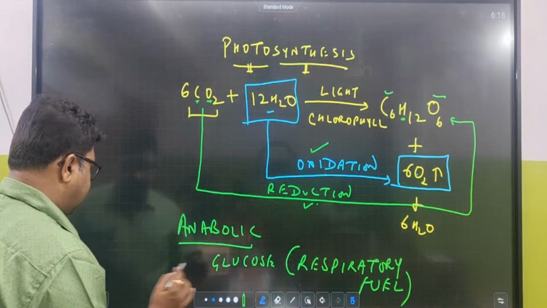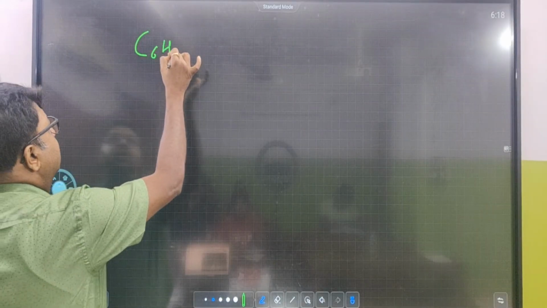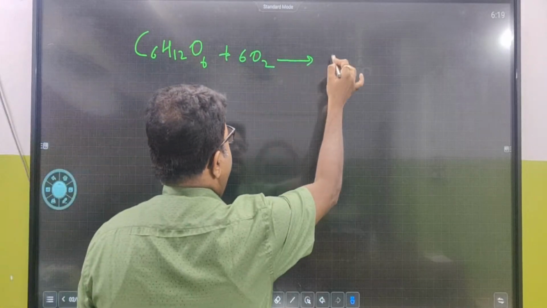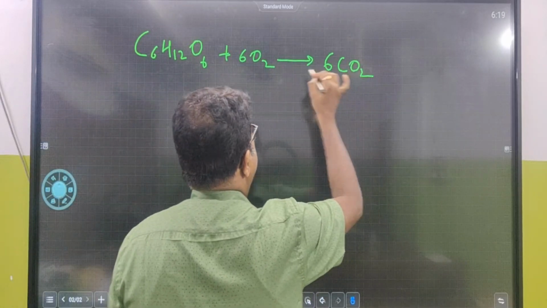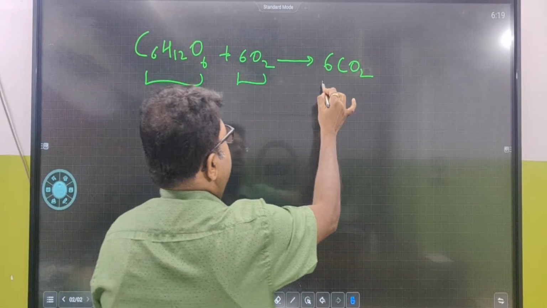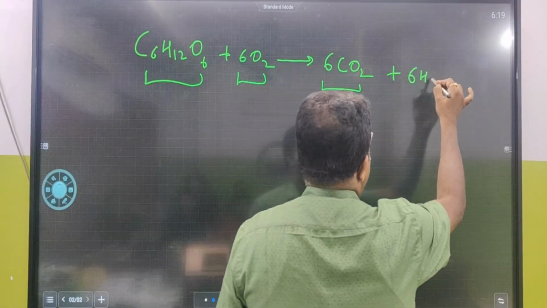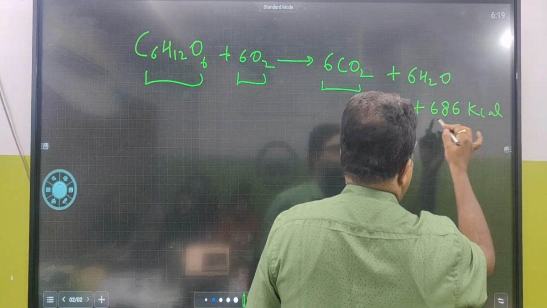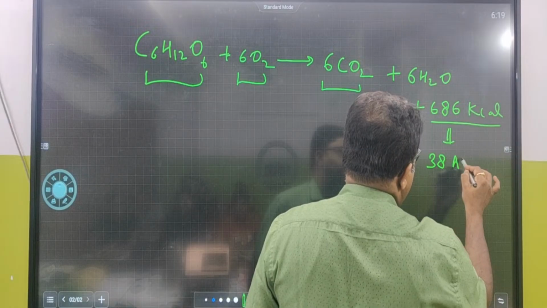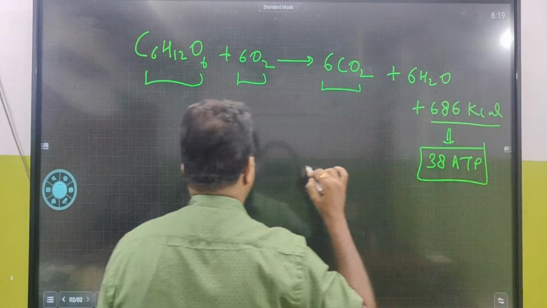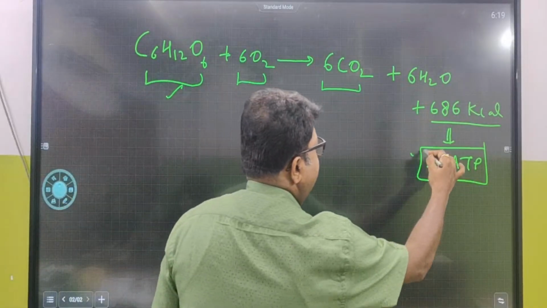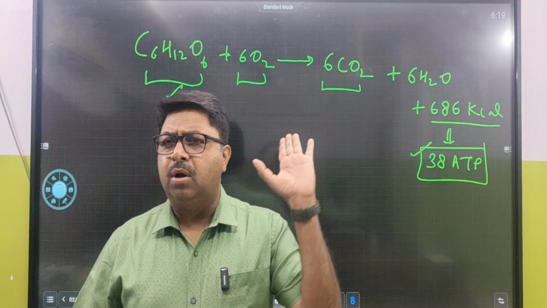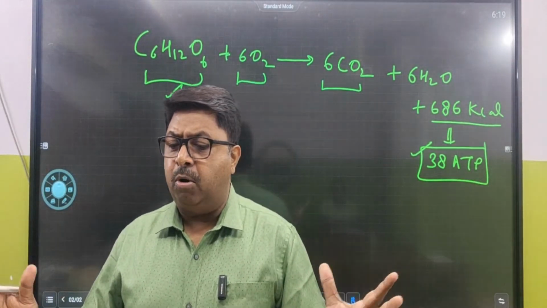Glucose ভেঙে আমরা কি পাবো? By breaking down glucose we can get what? We can get energy. So the glucose, in presence of oxygen, is broken down to give rise to carbon dioxide plus 6 molecules of water plus 686 kilocalorie of energy, which is as good as 38 ATP molecules. Fine. So by breaking down one molecule of glucose, we can get 38 ATP molecules. Any issues about that?